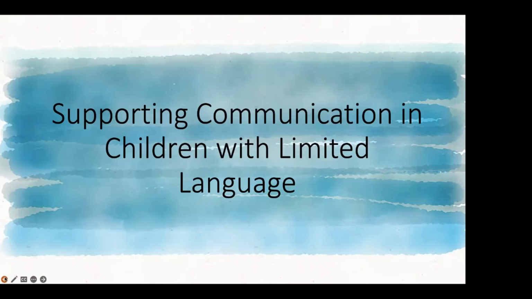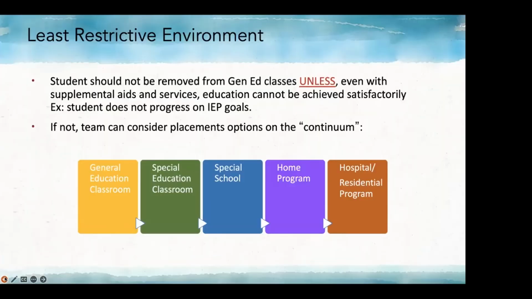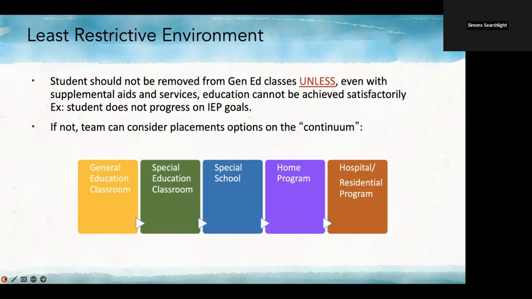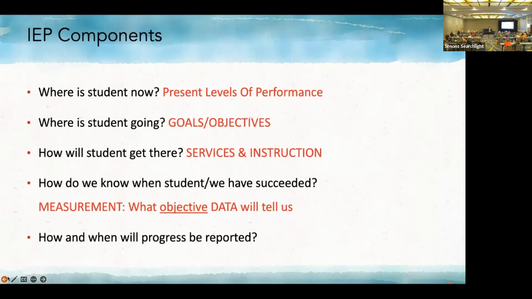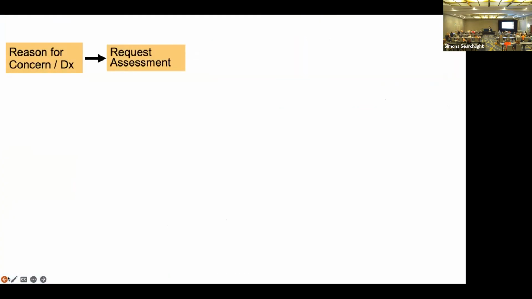So let's see, where are we at in this presentation? Are we ready? Yes? Okay, looks like we're in the middle of the slides. No worries.